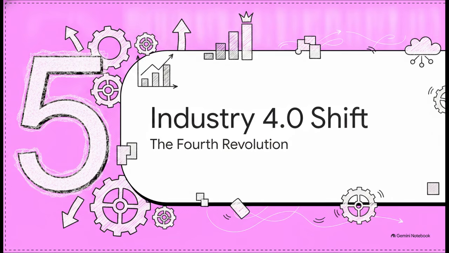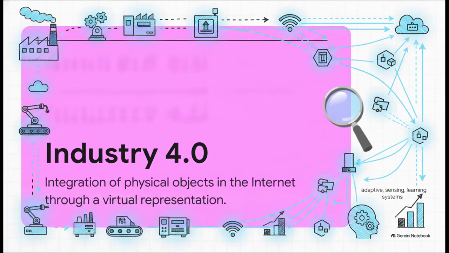Finally, Section 5, the Industry 4.0 shift. Time to elevate into an executive mindset and look at exactly where this is all heading. We are smack in the middle of the fourth industrial revolution, widely known as Industry 4.0. We are moving way past just having an isolated PLC control a single machine. Now it's all about the industrial Internet of Things, the IIoT. It's the seamless integration of all these physical objects into a massive interconnected virtual network. Factories aren't just automated anymore. They are becoming adaptive, sensing systems that actually learn and optimize themselves across the entire value chain.